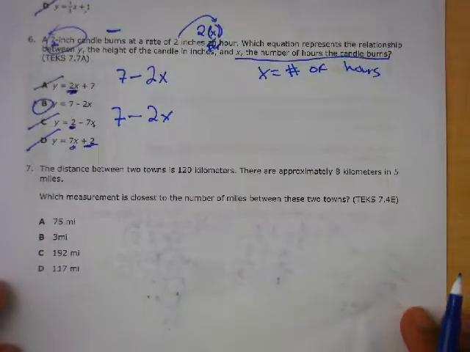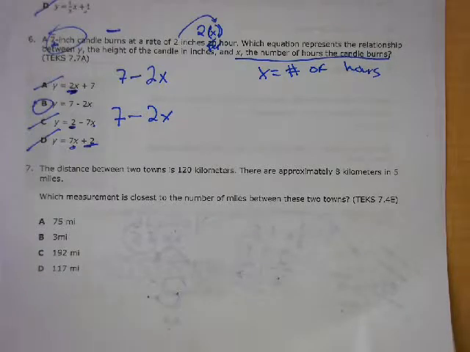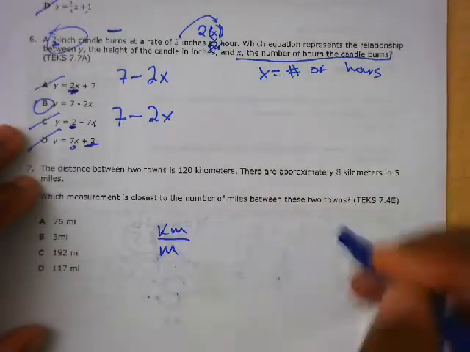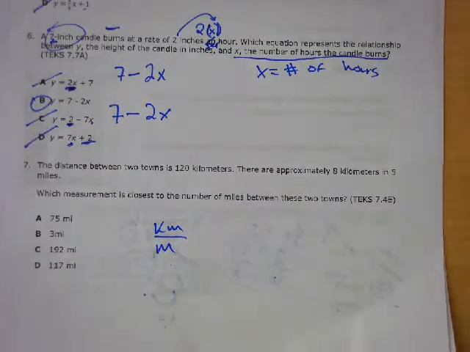The distance between 2 towns is 120 kilometers. They're approximately 8 kilometers and 5 miles. So what we're comparing is kilometers and miles. And so a lot of you guys did this in your head, or you understood that you will be dividing. But if not, that's okay.